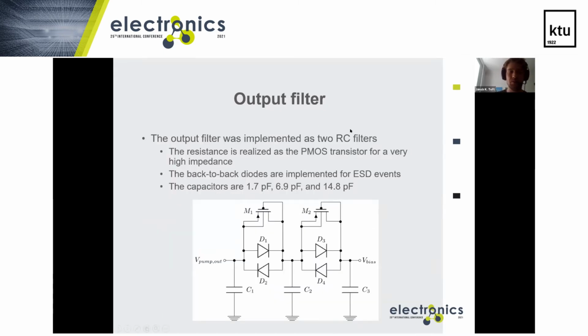The output filter is implemented as two RC filters, where the resistance is implemented as a diode-coupled PMOS transistor, because as the voltage settles, the voltage drop across the transistor is very low, and the impedance becomes very high. The cross-coupled diodes are used for ESD purposes. So an ESD discharge can go through the diodes that are larger than the transistor.